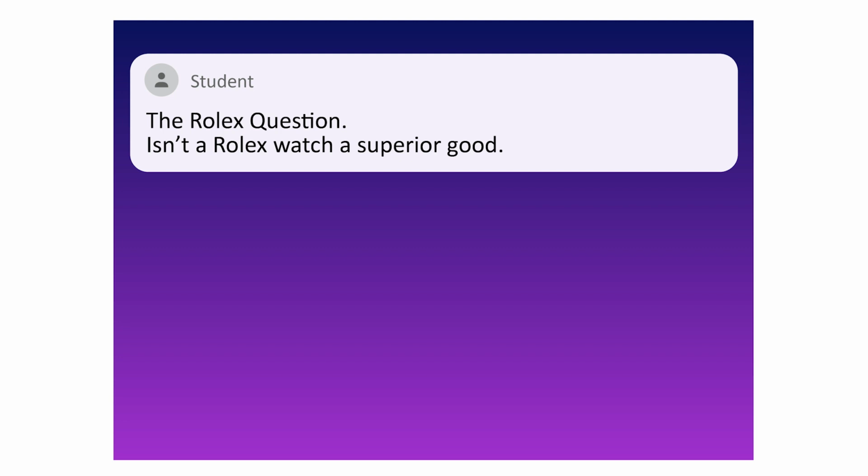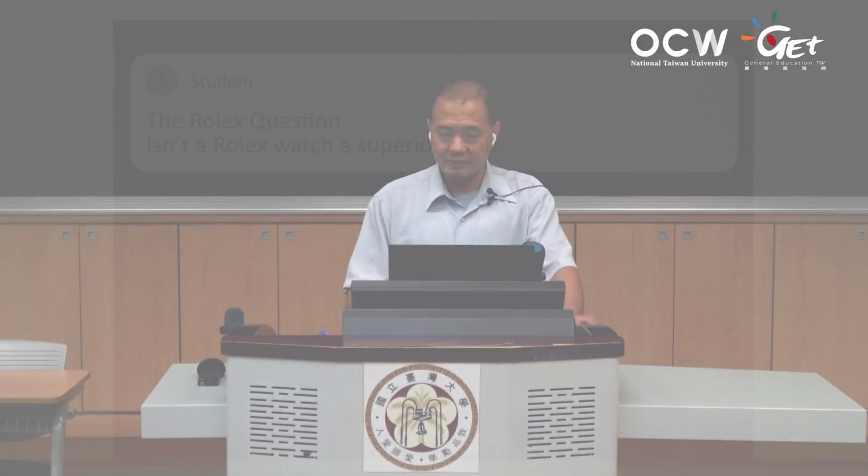The Rolex question: isn't a Rolex watch a superior good? Okay, yeah, so a Rolex watch is usually a normal good. So the higher the income, the higher the demand. But the key thing here is that it's a luxury. It's not a necessity. So the question is, are consumers sensitive to the price, fixing their income level? Are they sensitive to the price change of the Rolex?